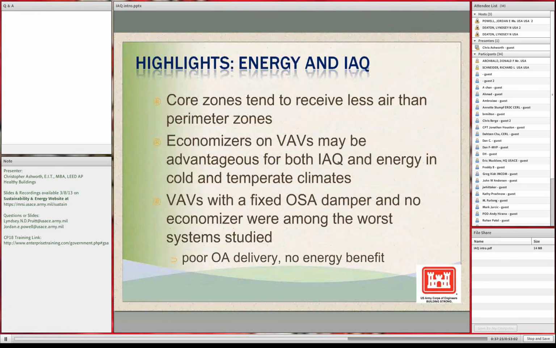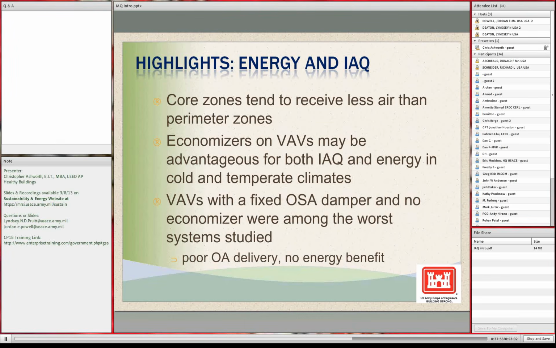Now on to the indoor air quality and energy efficiency combination. So one of the big things to highlight here when you're talking about indoor air quality and energy is that ASHRAE has standards for ventilation, and they're really designed not just to have way too much air for trivial sake. It's designed for a reason. And when you're talking about the design of a modern mechanical system, core zones tend to receive less air than perimeter zones.